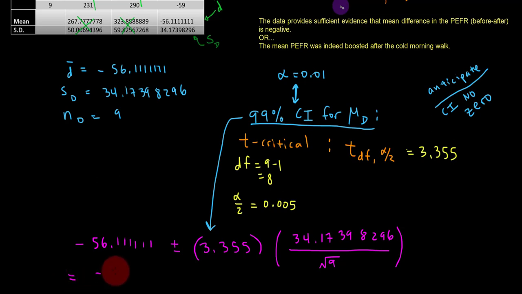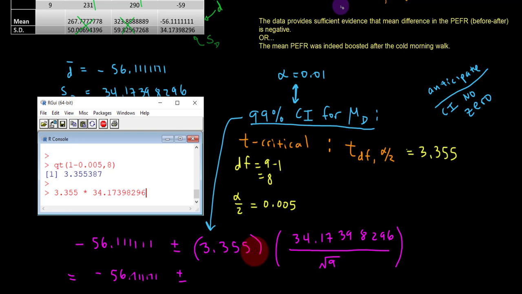Okay, I'm going to take a moment here to perform the margin of error computation in R. Okay, I am typing this into R. Instead of square root of 9, I'll type a 3.